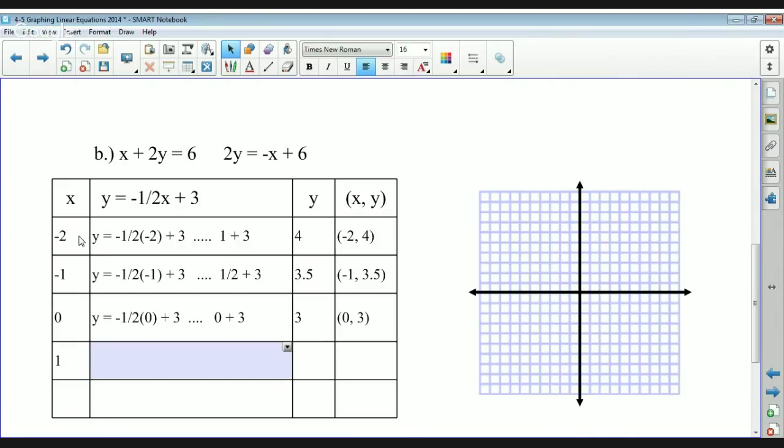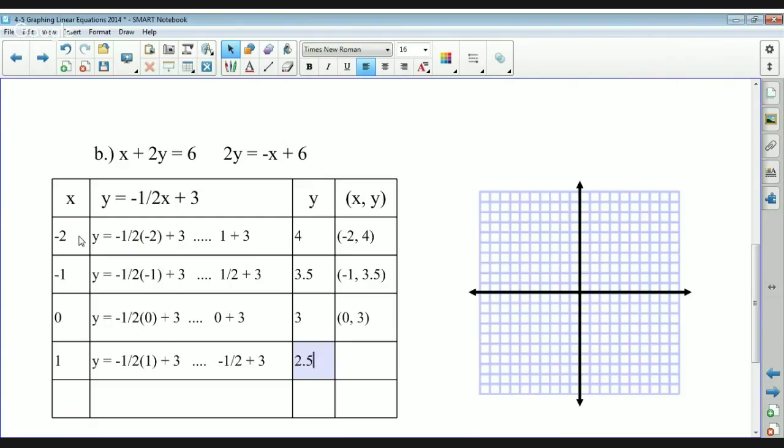Next I can go to 1. y equals -1/2 times 1 plus 3. Half of 1 again is a half. Now a negative times a positive gives us -1/2 plus 3. So 3 minus a half is 2.5.